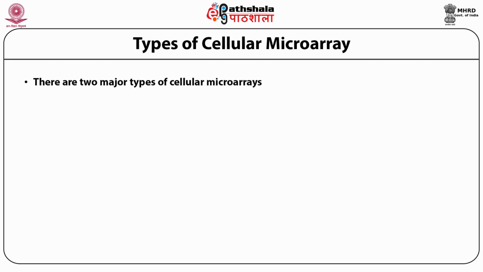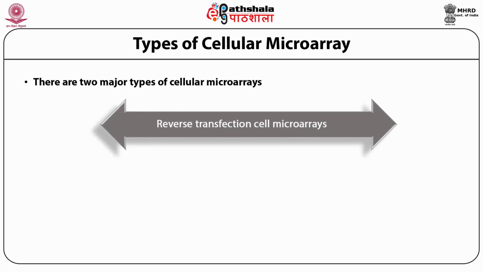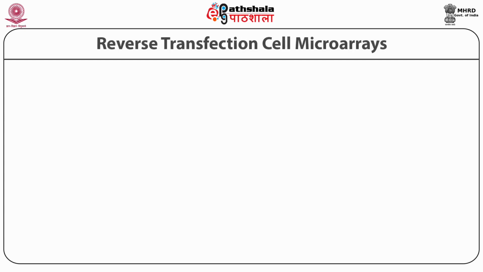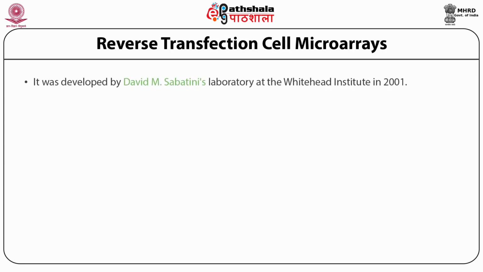There are two major types of cellular microarrays. First is reverse transfection cell microarrays. Second is PMHC cellular microarrays. Reverse transfection cell microarrays. It was developed by David M. Sabatini's laboratory at the Whitehead Institute in 2001.